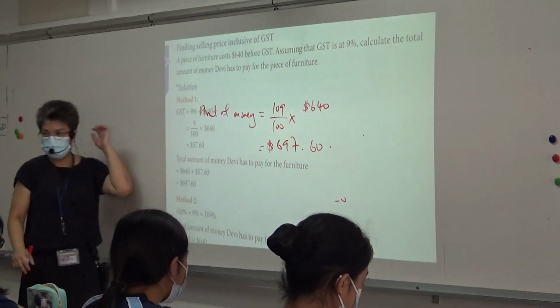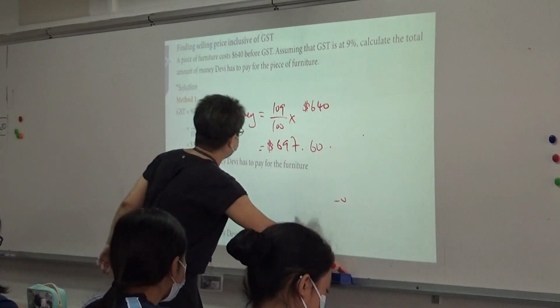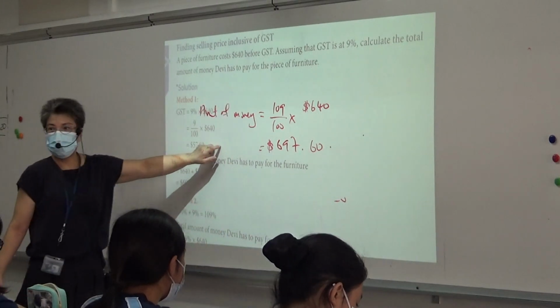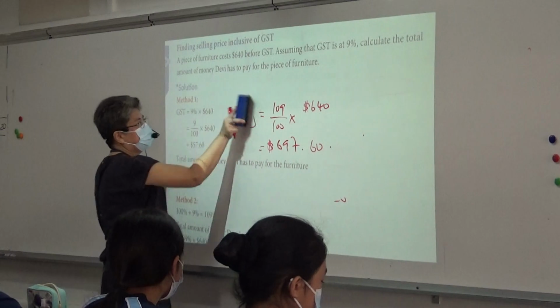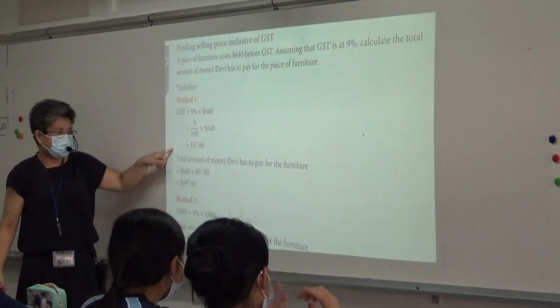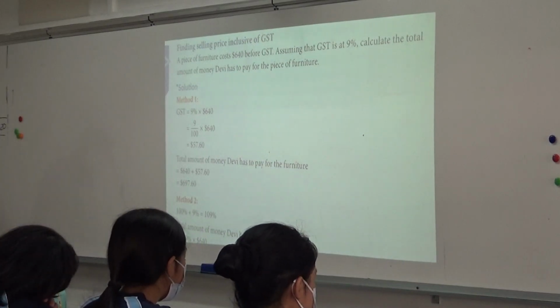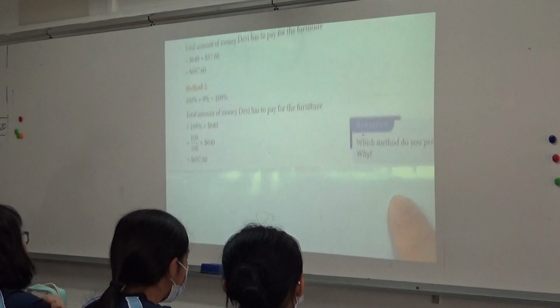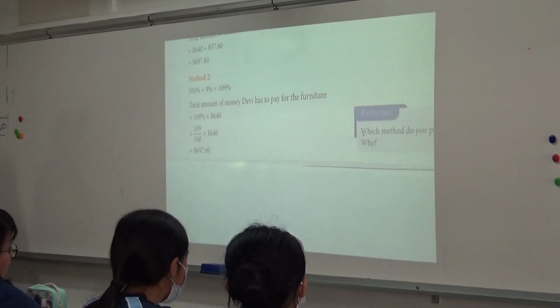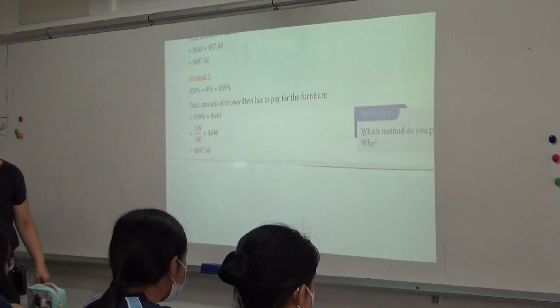Now, of course, we can follow the textbook. Okay, look at the textbook. They give you two methods. This is one of the methods, am I right? What you can do is find 9% is how much, then you add. But for method 2, straight away they take 109% and they get the answer. Up to you to use which one as long as your method is correct. Is that clear?